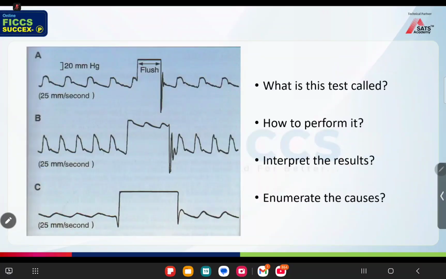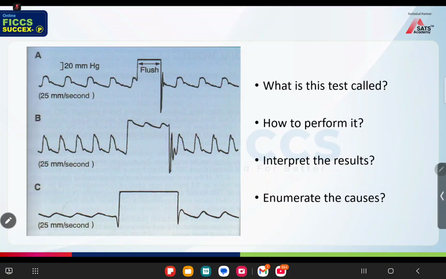What is this? That's an arterial waveform, and it is showing flushing. It is a square waveform. The first is showing just one waveform after this. So the first is normal. The B waveform is an underdamping, and the C waveform is an overdamping waveform.